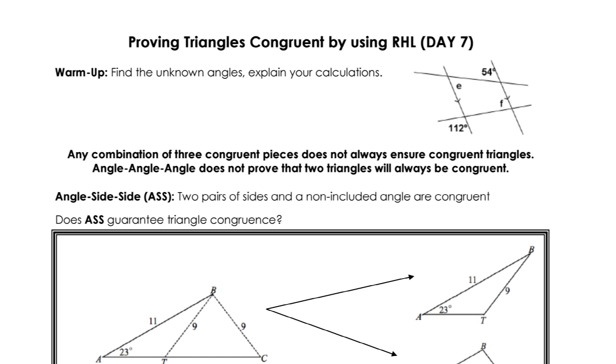Hi guys, we're on Unit 5, Day 7, and we are going to learn the last of our 5 triangle congruence theorems. Okay, and in our warm-up it says find the unknown angles and explain your calculations.